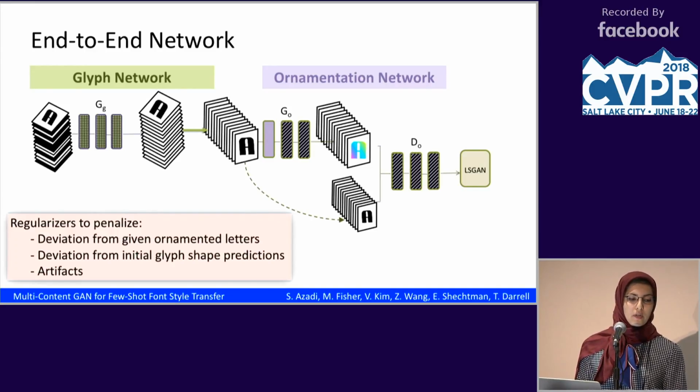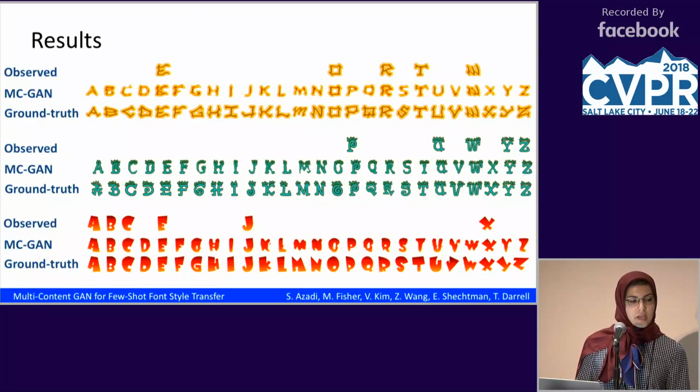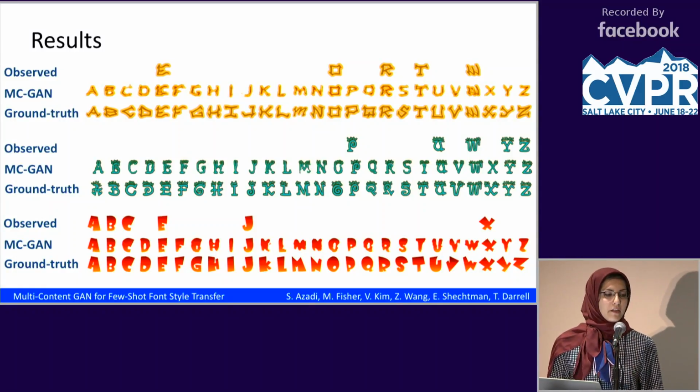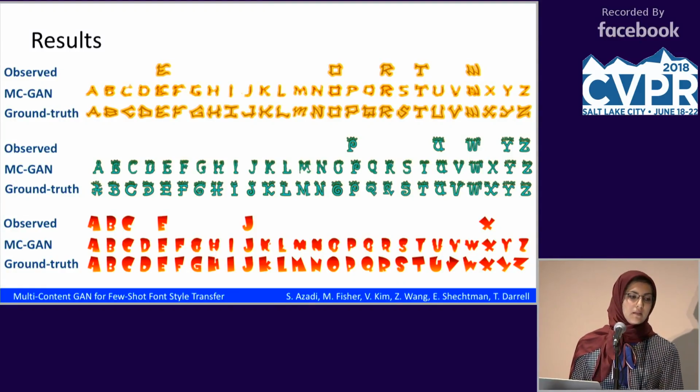We train both the ornamentation and glyph networks in an end-to-end manner for each specific font. Here you can see some of our results, where for each font, the first row shows the observed letters given to the network, the second row shows multi-content GAN predictions, and the third row shows ground truth images.